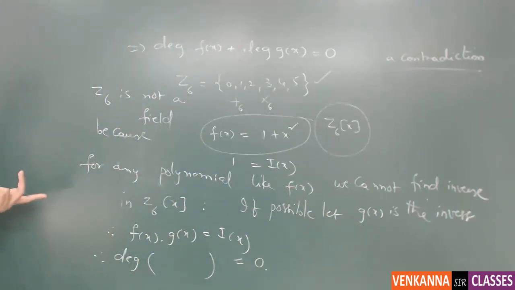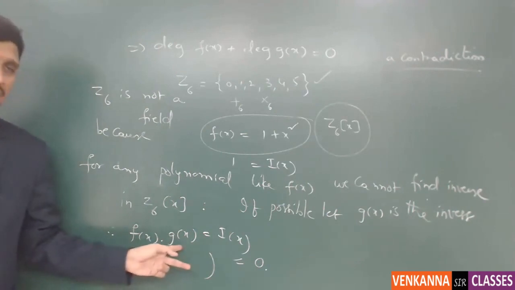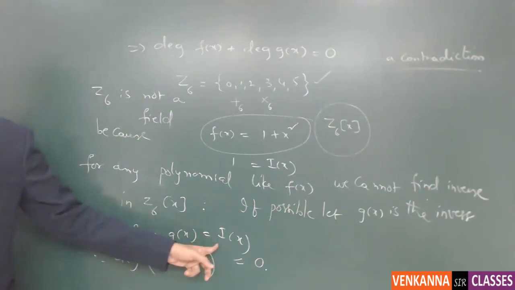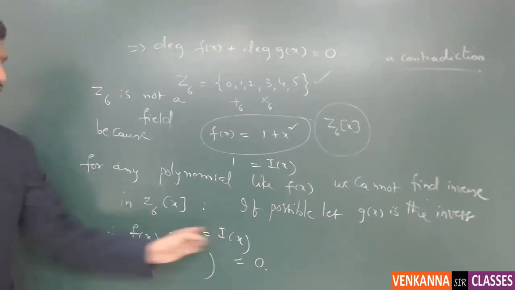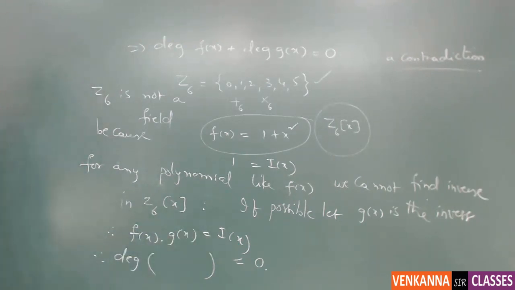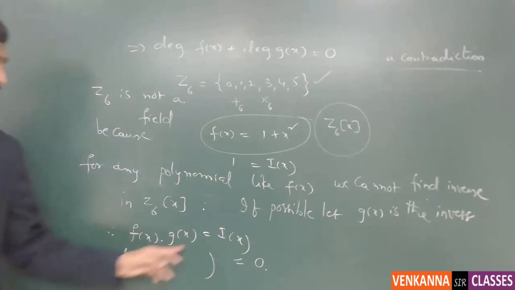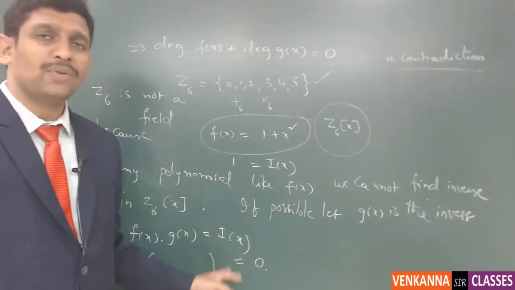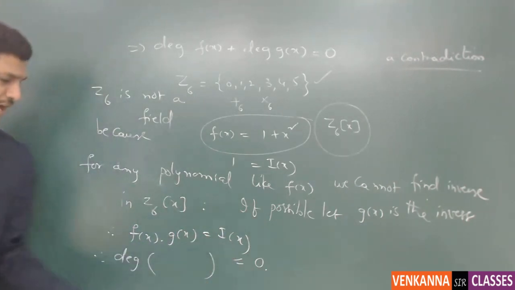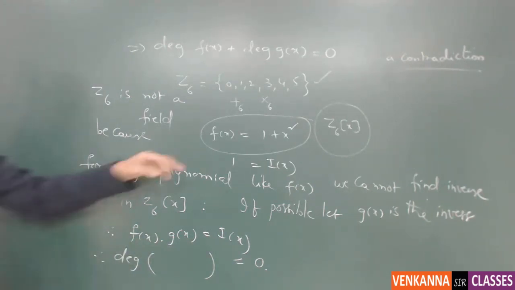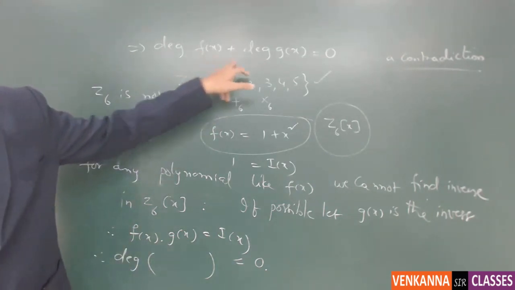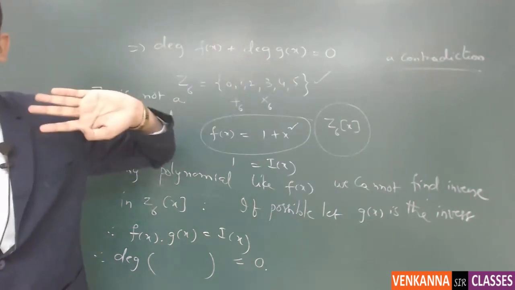Then what happens whenever you consider the product? F into g is nothing but the identity polynomial 1. Now you consider the degree on both sides. The degree of a constant polynomial is 0. On the left side you have degree of f into g. So from the very observation, degree of f plus degree of g is equal to 0.